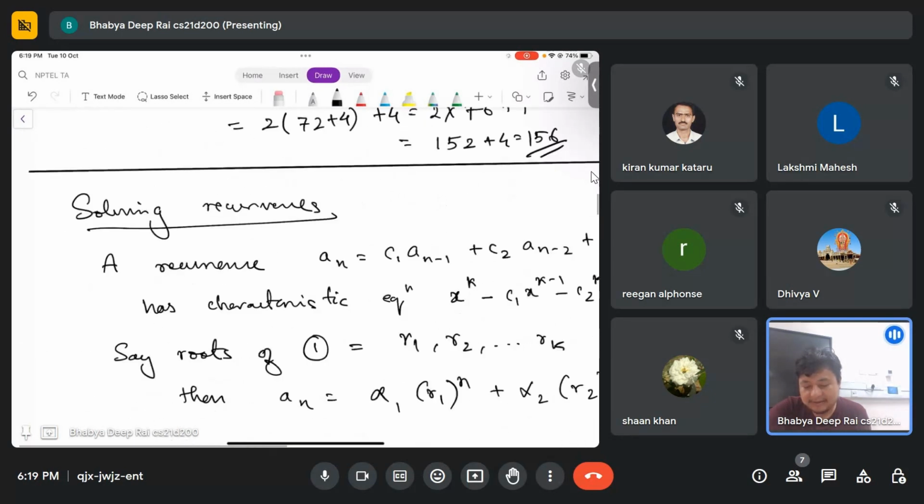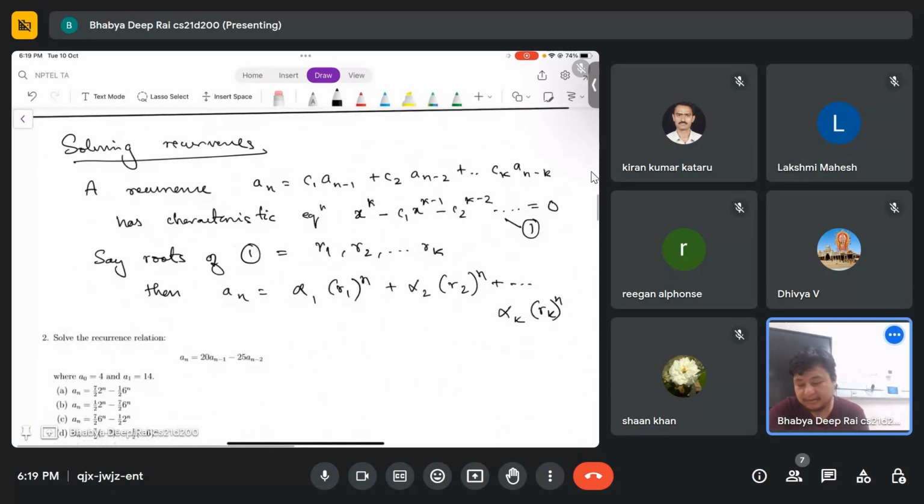So let's move on. Now we are interested in solving recurrences. What do I mean by solving recurrences? I mean finding closed forms. I showed before that closed forms are those equations that do not have any recurrences. So firstly, I have this definition.